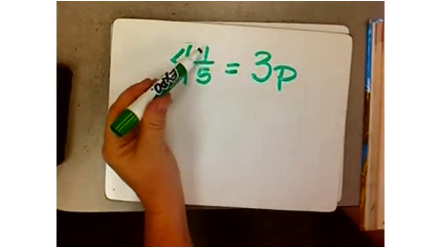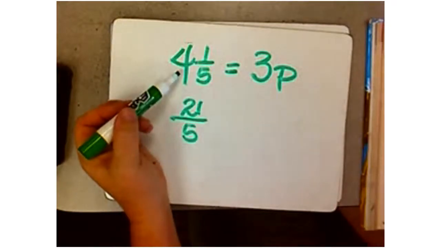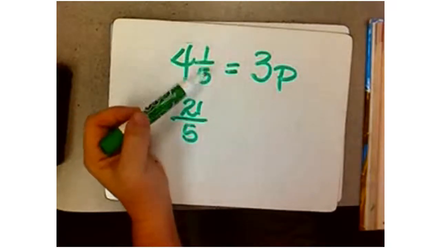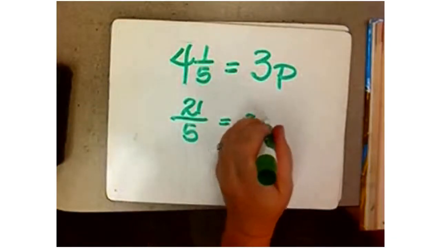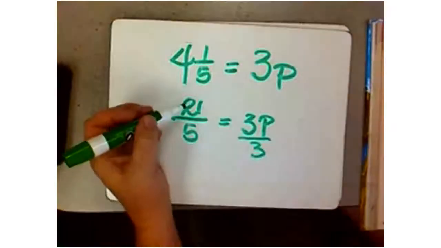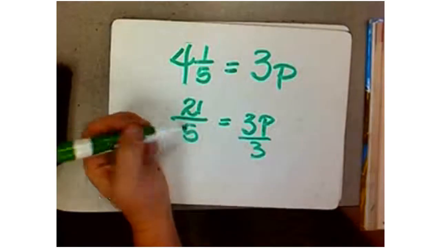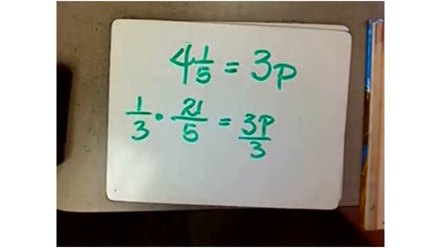5 times 4 plus 1 gives us 21/5, right? Because if we had 4 pizzas cut into 5 parts each, we'd have 20 pieces, and then we have this one little fifth of a piece there, so we have a total of 21/5 equals 3p. Now we're going to divide by 3 on both sides, right? So if we divide 21/5 by 3, actually we're multiplying it by 1 over 3, aren't we? Because dividing by 3, when you do fractions, you have to flip it, don't you? And that would be 3 over 1, so we're going to flip it to 1/3.